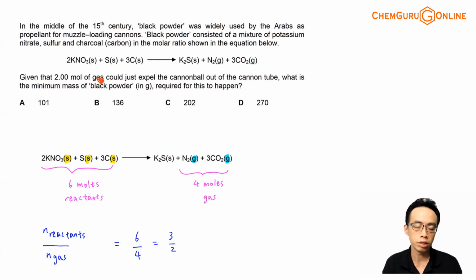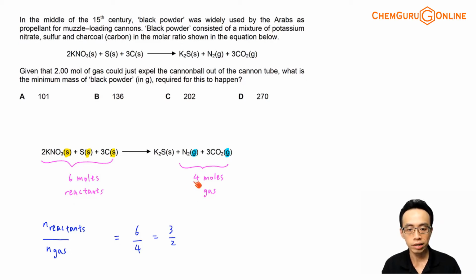So what we have to do is look at the mole ratio between the reactant and the product. And from there, we compare mole ratio to try to figure out the number of moles of reactants required and subsequently determine the mass of the reactants required. So let's take a look at the balanced equation.